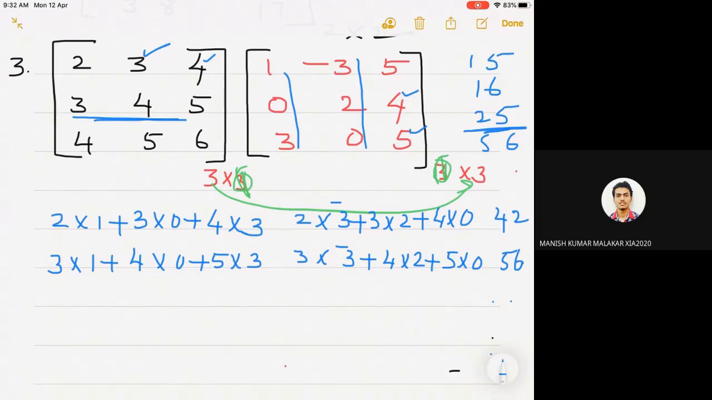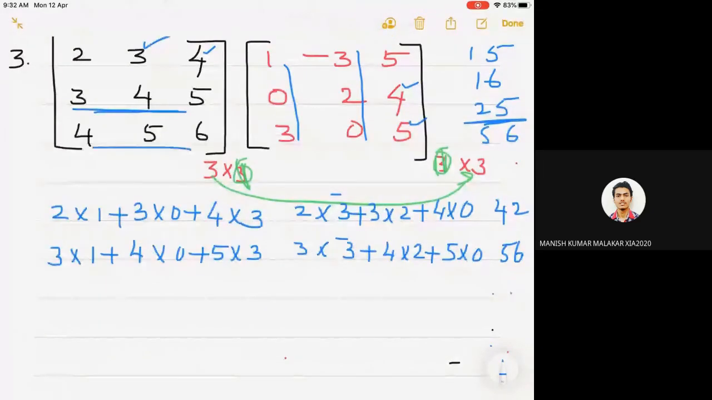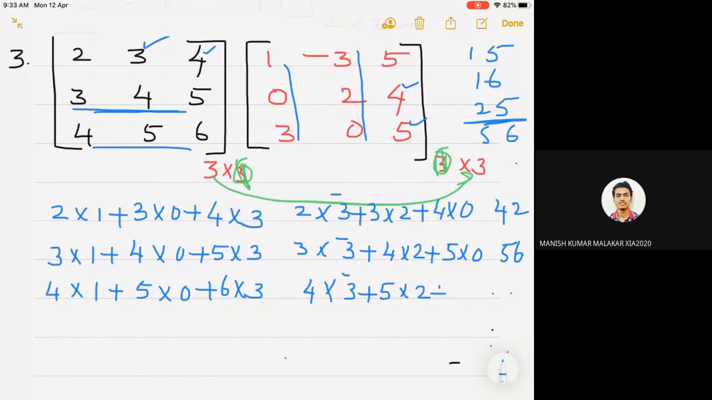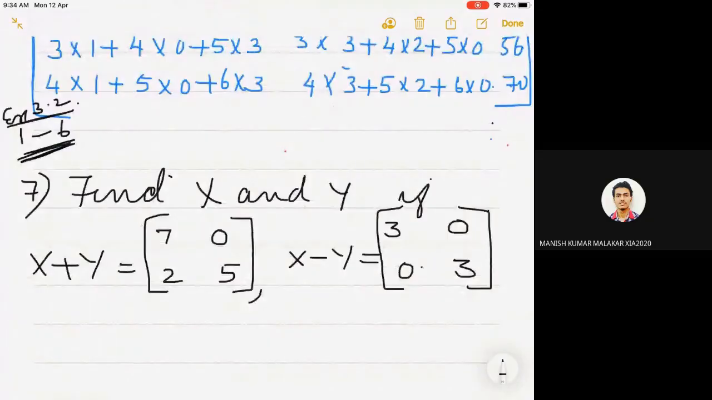Next, third row with the first column. So you'll get 4 into 1 plus 5 into 0 plus 6 into 3. Again, third row with the second column. That is 4 into minus 3 plus 5 into 2 plus 6 into 0. The last one answer is 20 plus 20, 40, 40 plus 30, 70, right? So this answer you find out. Write the question.